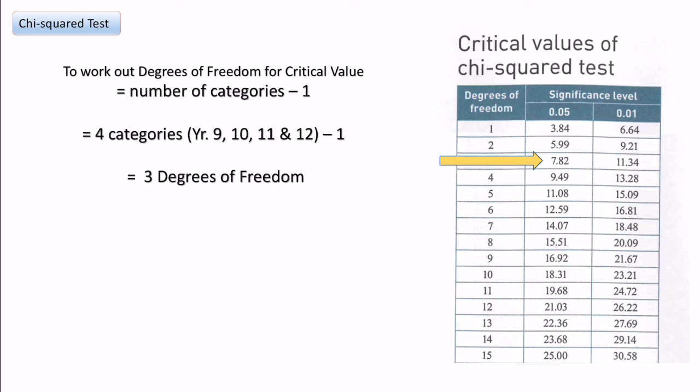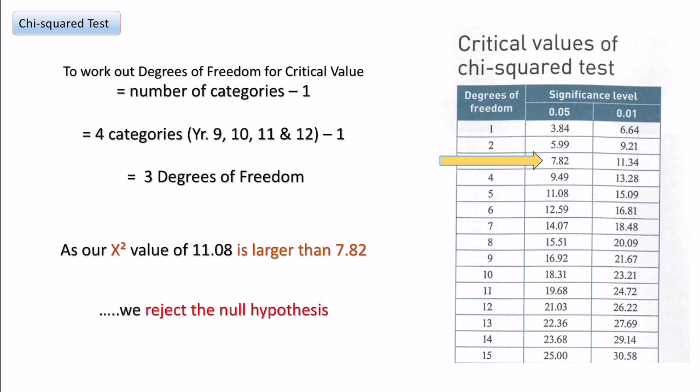That's an important figure because I need to compare that to my x squared figure. The x squared value that I've already worked out is 11.08, and that is actually larger than this figure, 7.82. If we go back in the video, we'll see that if the x squared figure I obtain is larger than whatever I get in this column, we therefore reject the null hypothesis. That essentially finishes my investigation, but then what does that actually mean?